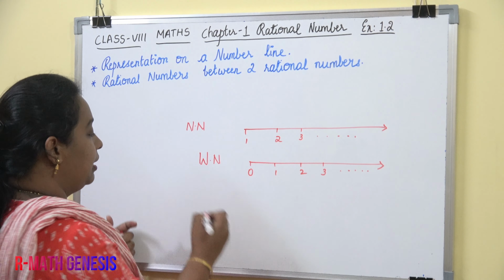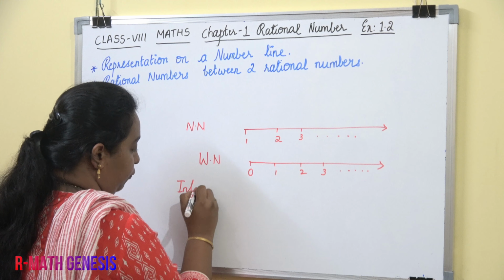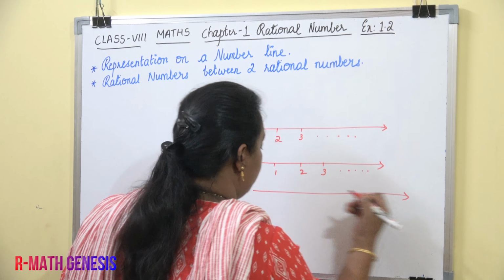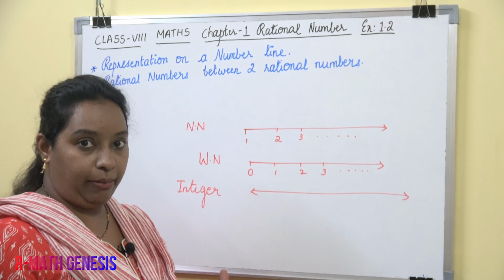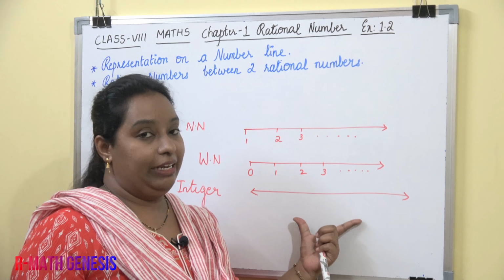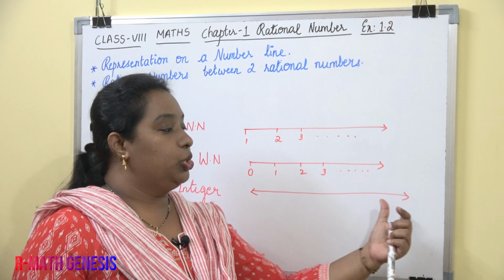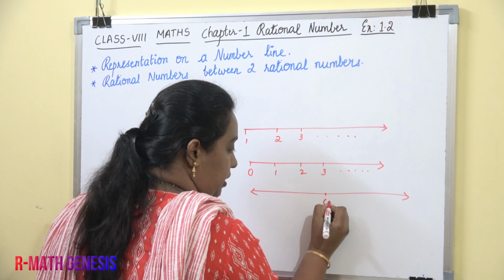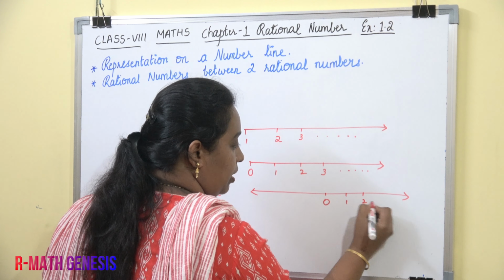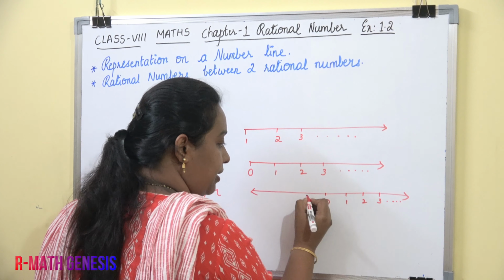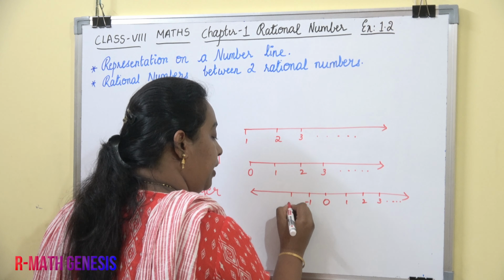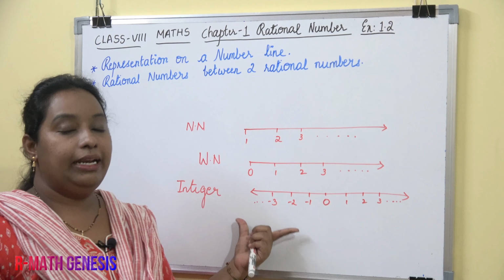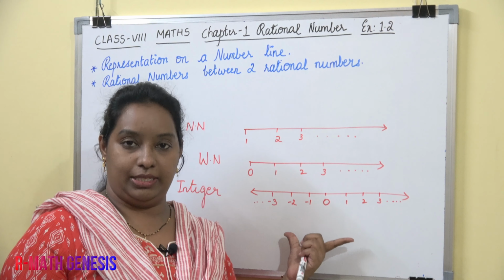Next comes the integers. For integers, in order to represent any integer on a number line, it will be extended indefinitely on both sides, towards the right side as well as towards the left side. So this is our point 0, 1, 2, 3 and so on towards the right side. Similarly, negative numbers, -1, -2, -3 and so on. So it is extended indefinitely towards both the sides.